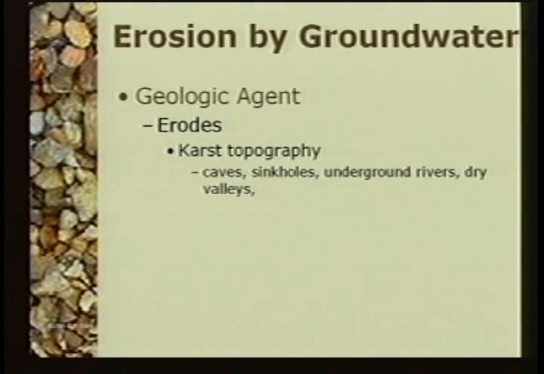Now, karst topography will form when we have dissolution to a more advanced state. We have caves and sinkholes in the area, but we also have underground rivers, where rivers will suddenly disappear from the top surface and then flow underground for a while. Dry valleys, where rivers once flowed and no longer flow.